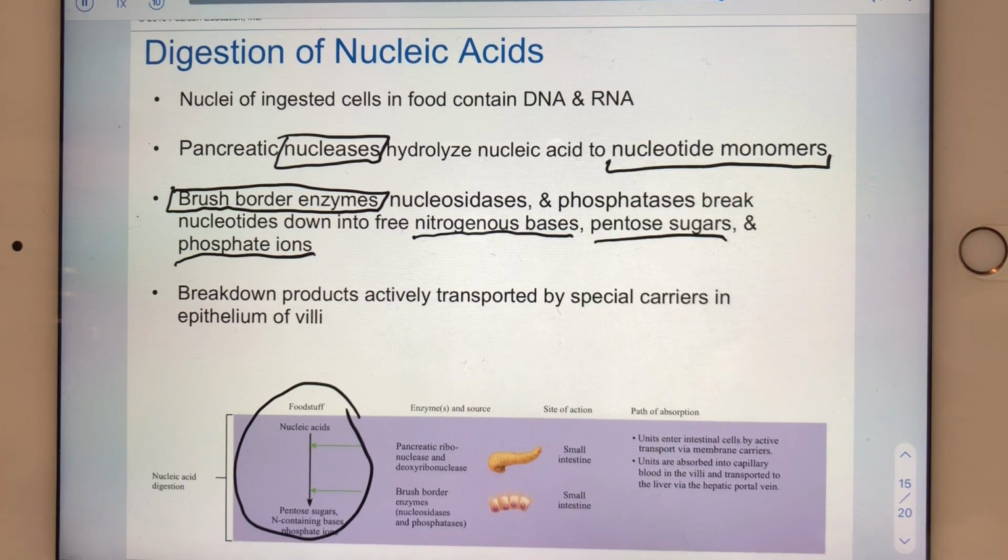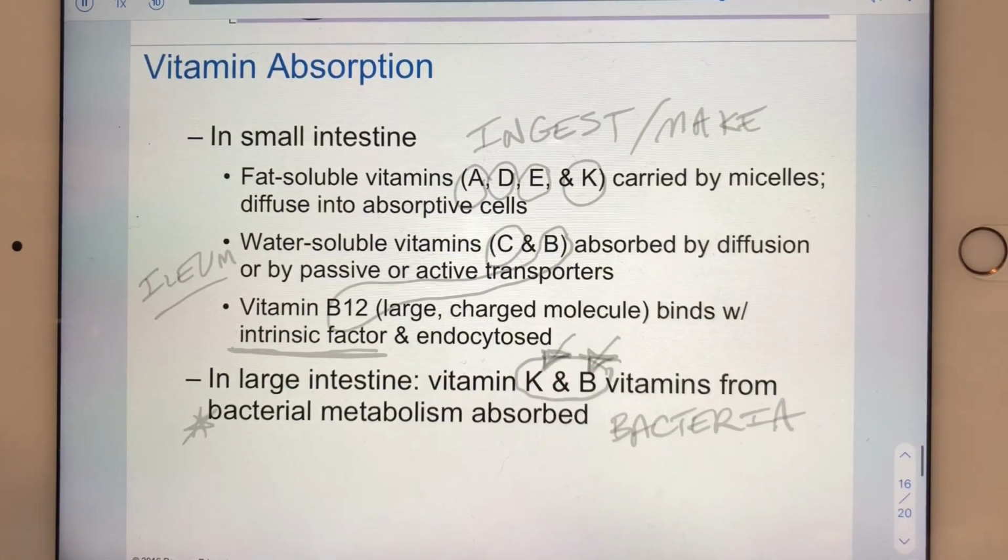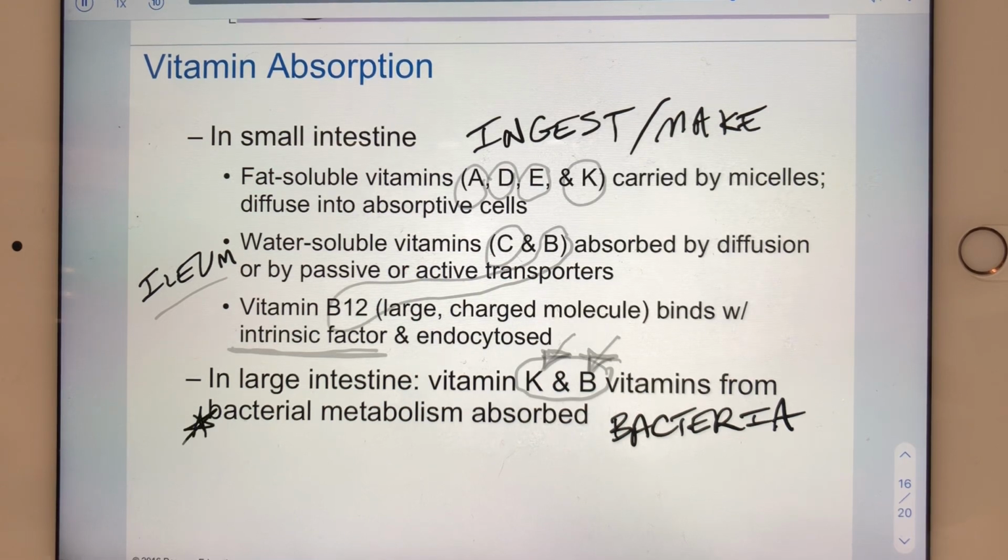I'm on slide 17. But this is actually review, but it's important. We absorb vitamins across the small intestine and across the large intestine. The difference is, did we ingest those vitamins, or are beneficial bacteria that we are housing making those vitamins? Okay, if we ingested them, then we're going to absorb them across the wall of the small intestine, specifically the ileum. If bacteria produce them, then we are going to absorb them across the wall of the large intestine.